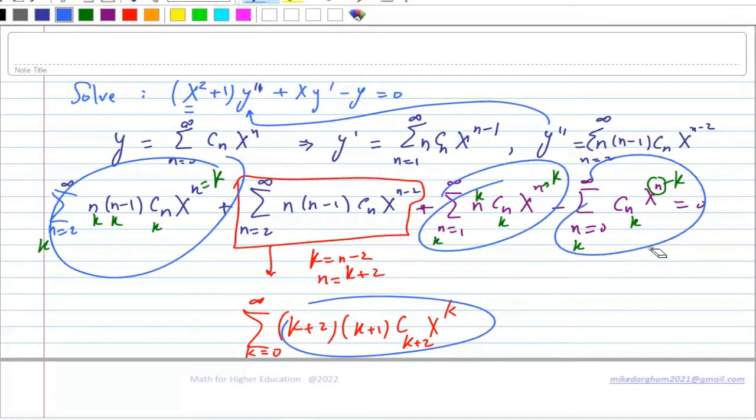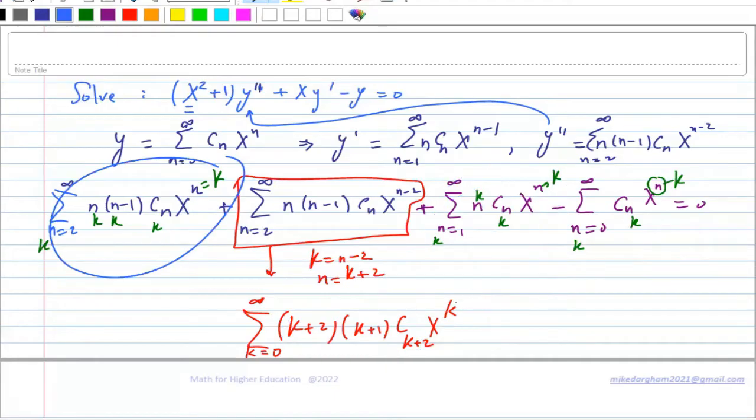But I cannot combine them unless I have the same starting value for k. So again, this is 2, this is 0, this is 1, this is 0. You want to make all those start from the same value. Which value do you pick? Do you pick the smaller or the bigger?